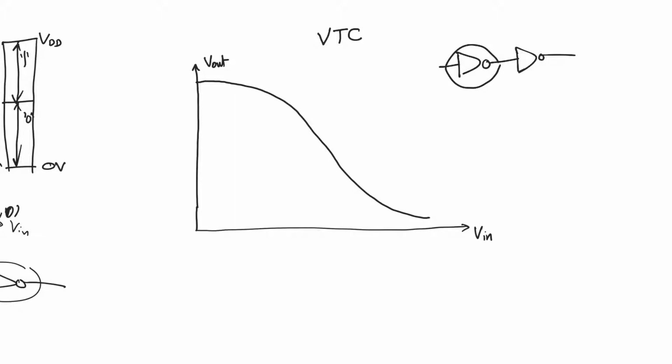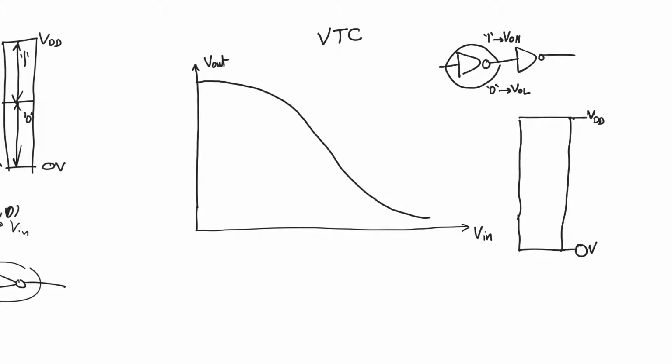What is the voltage level corresponding to this clean logic 1? We call this V output high. Similarly, a clean logic 0 is equal to V output low. For the ideal inverter, V output high and V output low were VDD and 0 respectively. For a realistic inverter, this is not necessarily the case. In fact, V output high could be lower than VDD and V output low could be higher than 0 volt, right? But how are they defined?